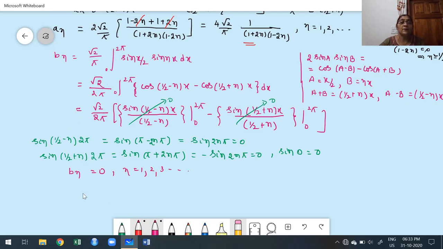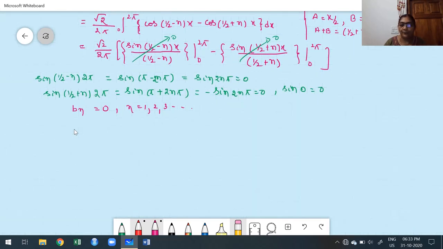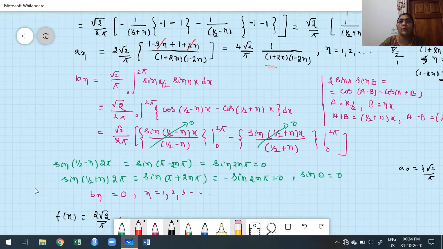Next, we have to construct the Fourier series. f of x equals a naught by 2. What is my a naught? A naught is 4 root 2 divided by pi, so a naught by 2 is 2 root 2 divided by pi, after the 4 cancels to 2. Yes, a naught is actually 4 root 2 divided by pi. Therefore, 2 root 2 by pi plus, while writing an, we calculated it a few minutes before.